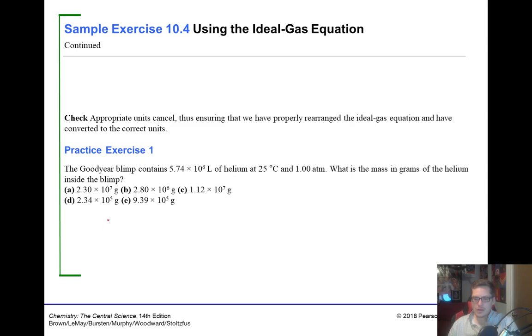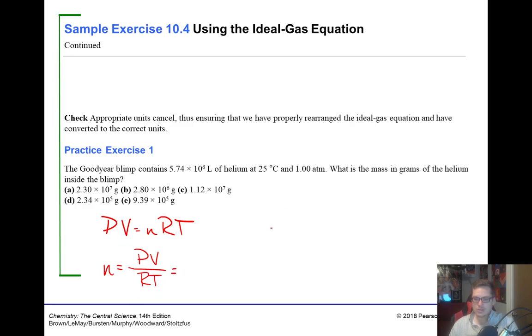Well, we know that we have PV equals nRT, and so the closest thing that we could get to mass out of this is our moles. So if we can find the moles, then we can easily convert that to grams by using the molar mass of helium. So we'll rearrange this to find moles. So n is equal to PV divided by RT. We just divided that RT over.